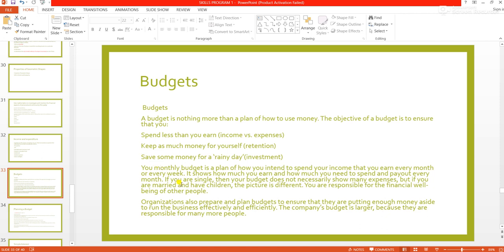So your monthly budget is a plan of how you intend to spend the income that you earn every month or every week. It shows how much you earn and how much you need to spend and pay out every month. So if you are single, then your budget does not necessarily show many expenses, but if you are married and have children, the picture is different. You are responsible for the financial well-being of other people. So this is quite important, and most people are faced with this.